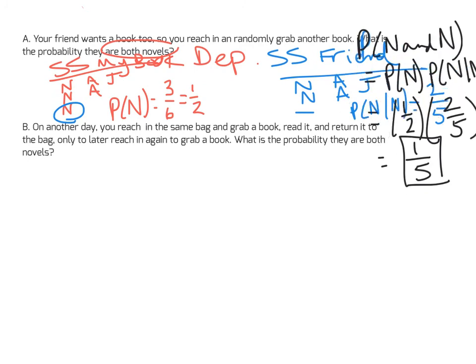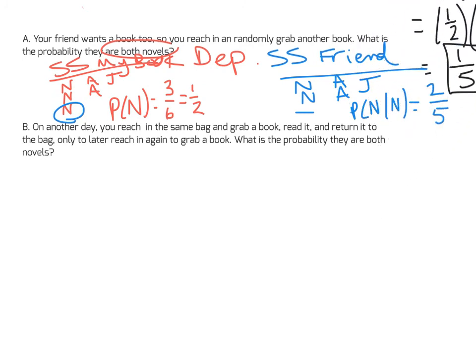Similarly, on another day, so all the books are back in the bag, everything's back to the original situation. On another day, you reach in the same bag, grab a book, read it, return it to the bag, only later to reach in again and grab a book. So, taking my book out, I put my book back in, I want to go and get another book again. What's the probability that the first book I chose and this book I chose now are both novels?